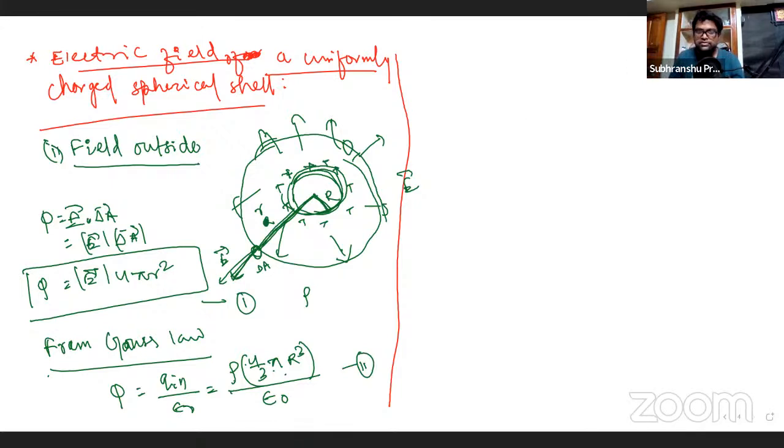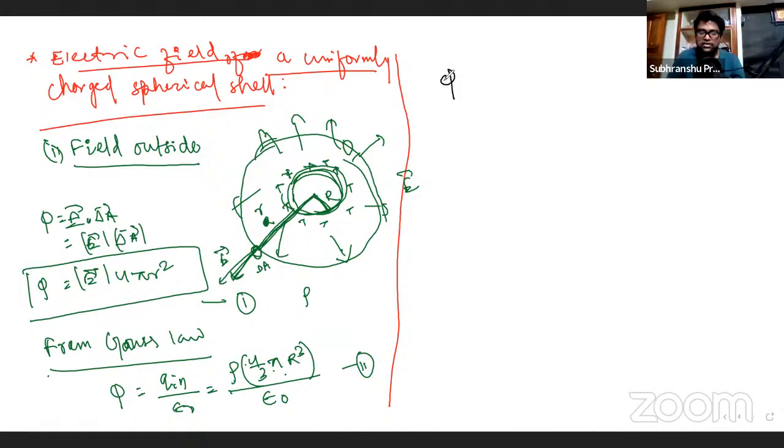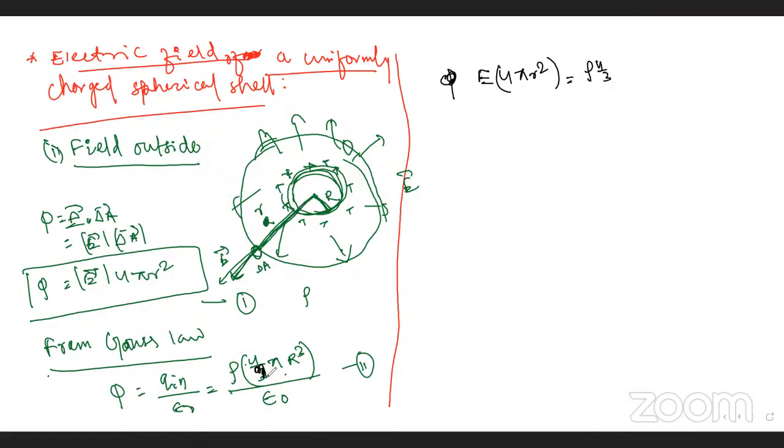So the procedure is, from 1 and 2, the left side is flux, which is the same. So we can write from equations 1 and 2, E into 4 pi small r square is equal to what? Rho 4 by 3. Okay, here we will not write volume, only we'll write 4 pi r square.